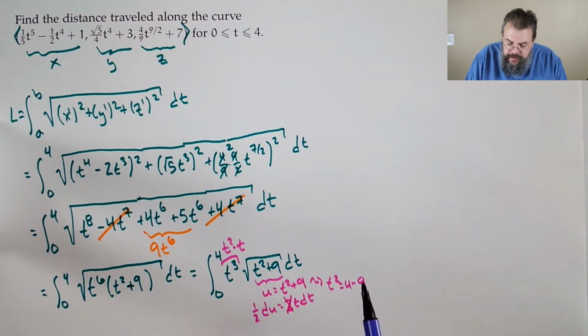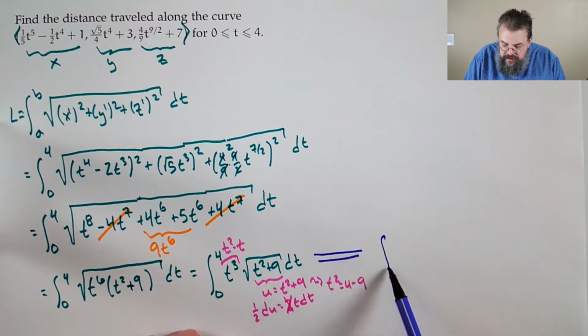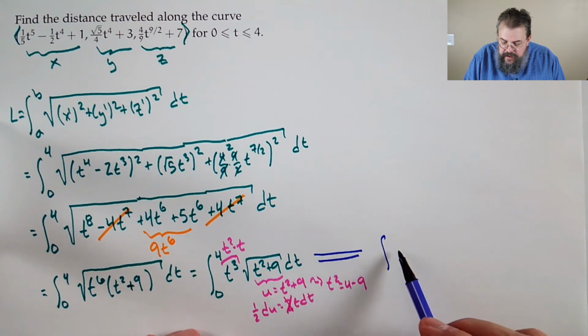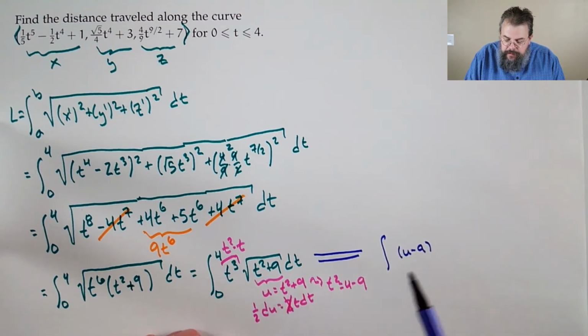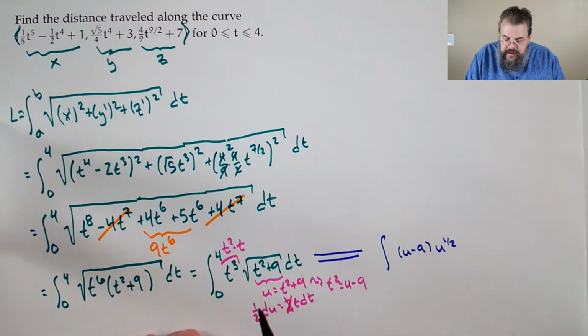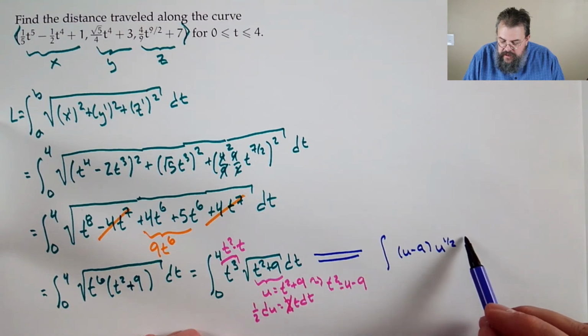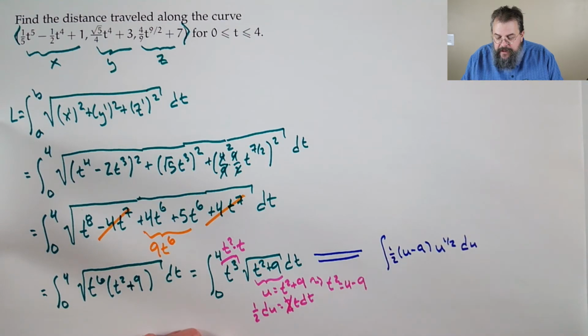So what do we have? After our substitution, this becomes the integral. So the t squared becomes u minus 9, the square root of t squared plus 9 becomes square root of u, which we're going to write as u to the half. The extra t times dt becomes a du times a half. So we'll put the half out here in front. Are we done? No, because we've got to do the bounds.